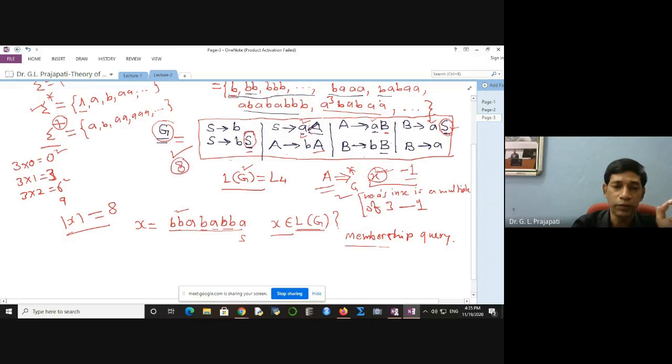So your computer at the beginning, for the S, how many rules are there for the S? 1, 2, and 3. There are 3 rules. So out of 3, which rule should be applicable? The computer has to decide. And you know that your machine is not intelligent. Your computer is not intelligent.